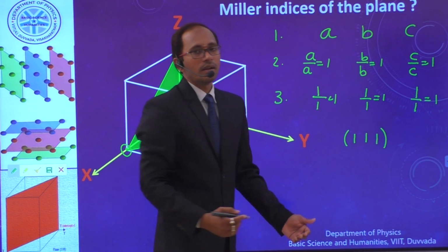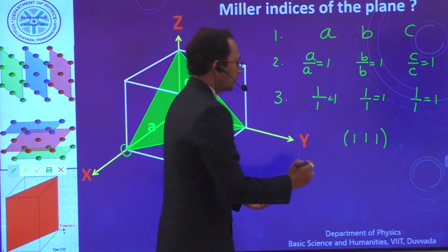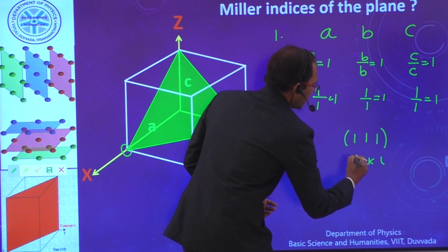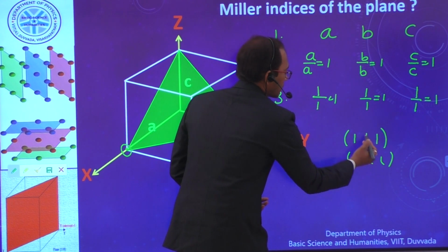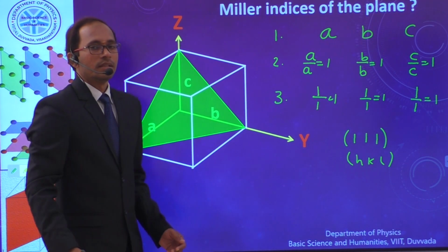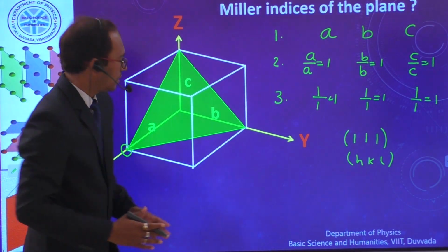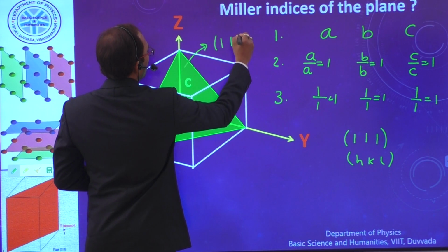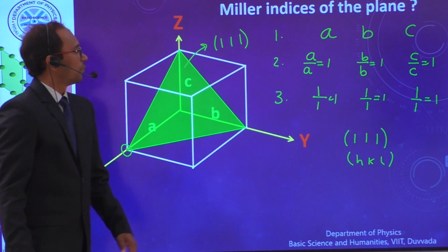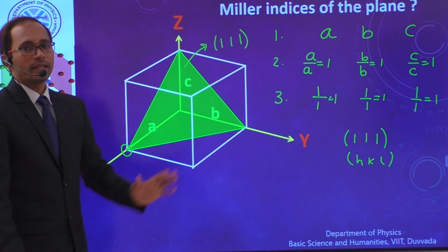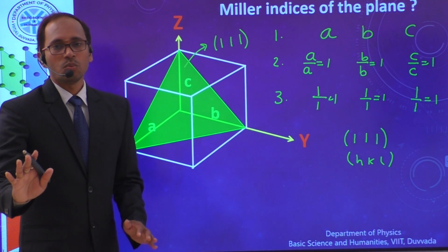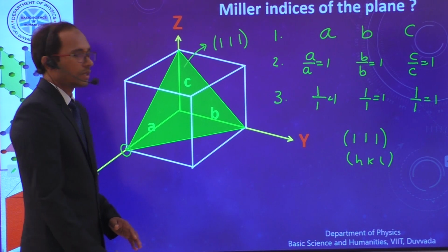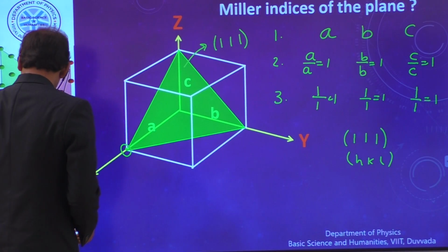So this is called the Miller indices of this plane. This is H, K, L. Here H is equal to 1, K is equal to 1, L is equal to 1. That means we can call this plane the 1, 1, 1 plane. Whenever the orientation of the plane is like this, we can say it is a 1, 1, 1 plane. Right?